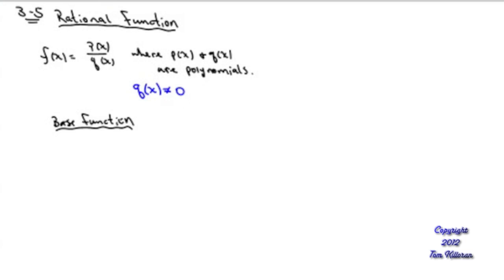Well, there's a base function for the rational function. It's the easiest rational function going. And the base function is f of x is equal to 1 over x. That is the simplest of all rational functions. It is a polynomial over a polynomial. 1 by itself is actually a polynomial. x obviously is a polynomial.